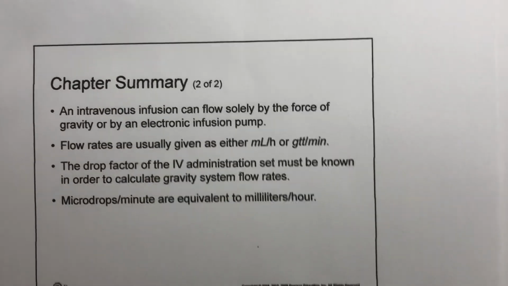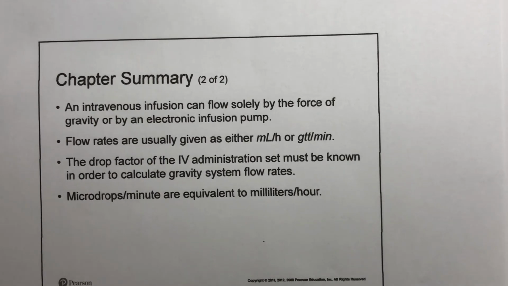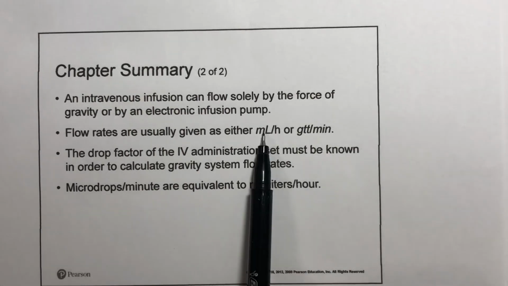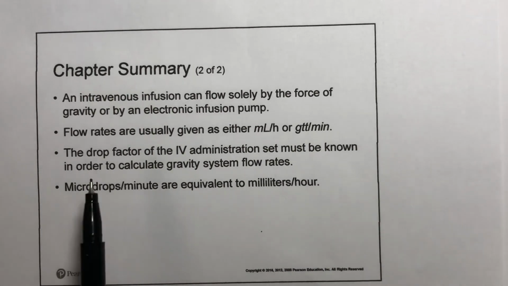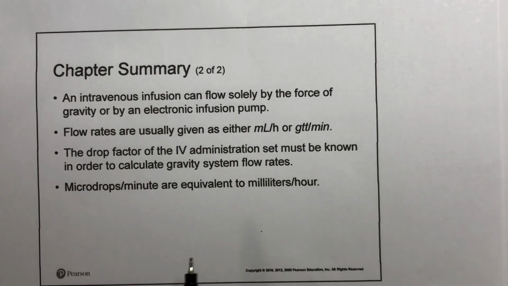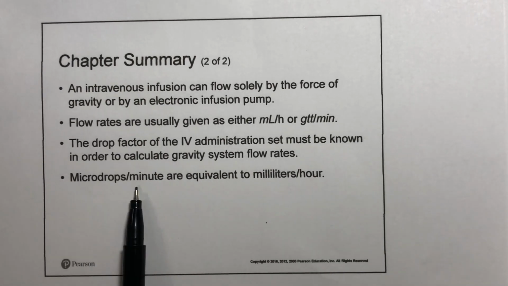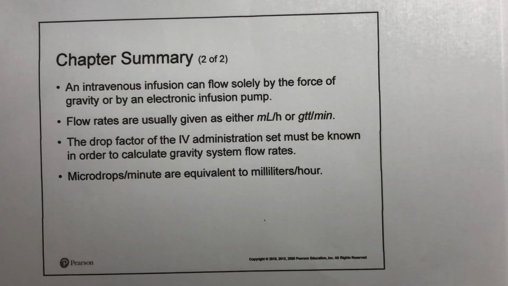And an IV solution can flow slowly by the force of gravity or by an infusion pump. Flow rates are usually given in either milliliters per hour or drops per minute. The drop factor of the IV administration set must be known in order to calculate gravity system flow rates. And microdrops per minute are equivalent to milliliters per hour. That's the end.